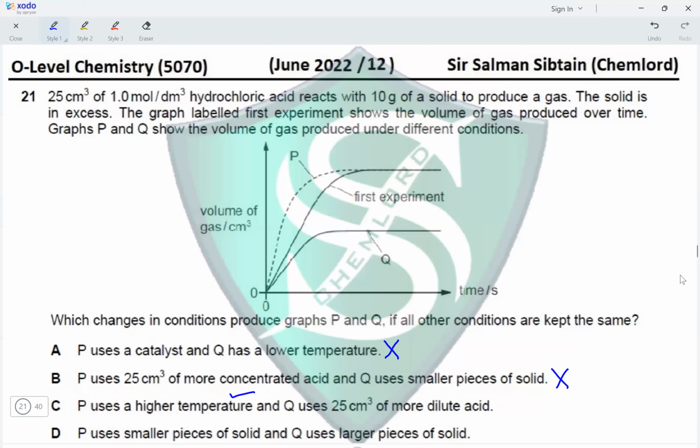And Q uses 25 cm³ of more dilute acid. So the volume is the same, 25 cm³, but it's a more dilute acid. That means the moles are less. If the moles are less, then the volume of gas produced would be less. So this is the correct answer. Option D, P uses smaller pieces of solid and Q uses larger pieces of solid. That will have no effect on the volume of gas produced. It will only have an effect on the time taken to reach that volume. So option D is also wrong. So based on our conclusions, option C is the correct option for this question.